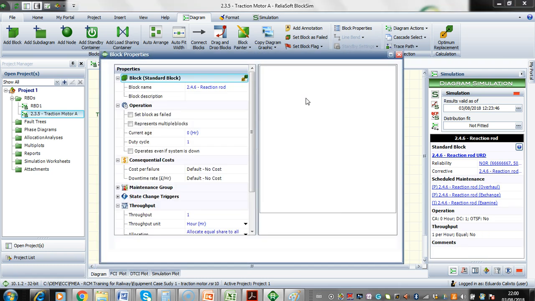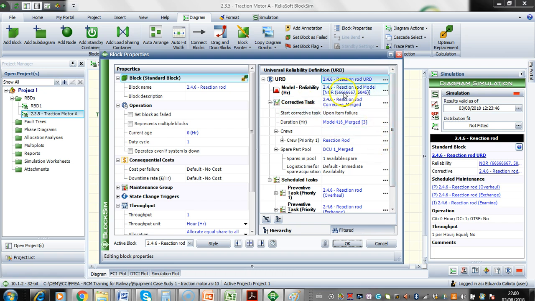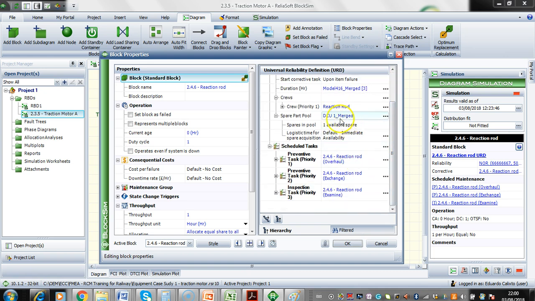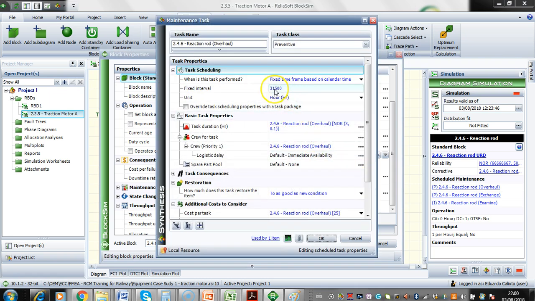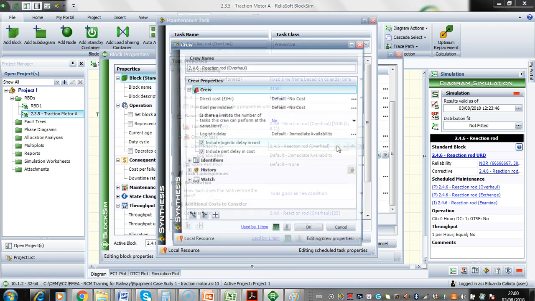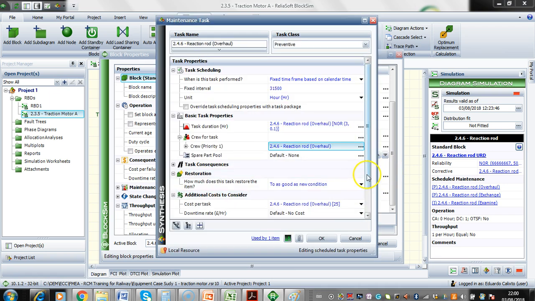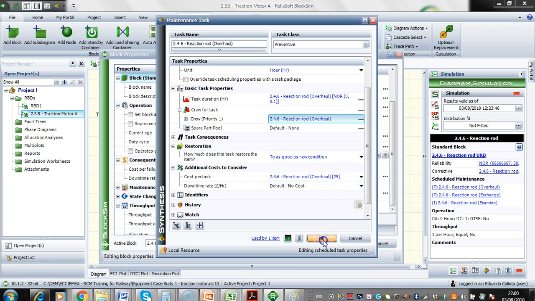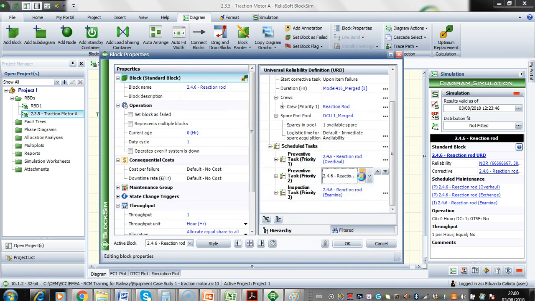Then for the reaction rods, we also have a high mean and standard deviation for a failure, and we have 3 hours for the repair. And here we have 3 preventive maintenance tasks. So we have the overhaul in 31,500 hours after the time defined here. Probably we have some costs associated with the overhaul that we do not include here, so let's take a look. That's 25 euros, the cost of this overhaul.